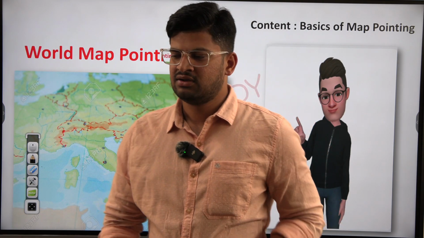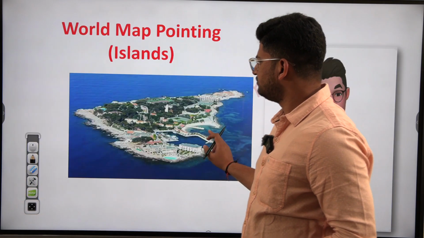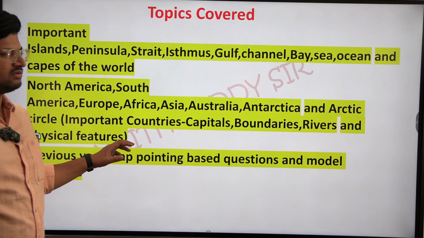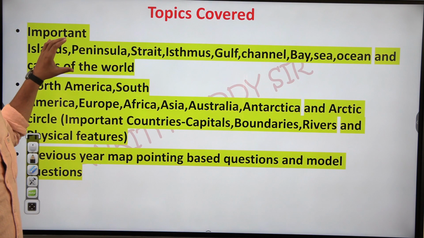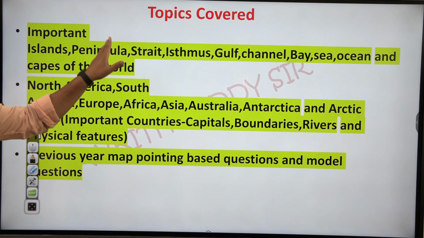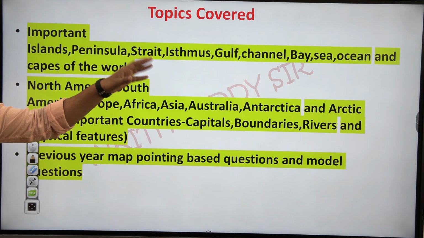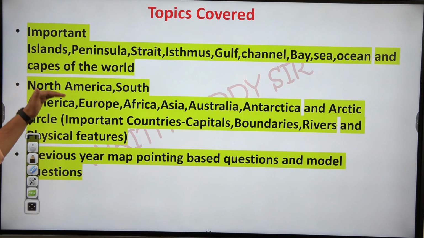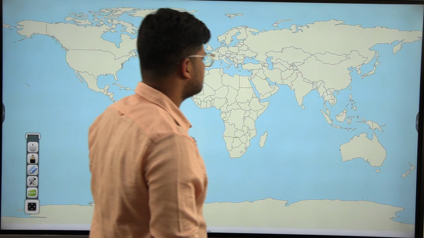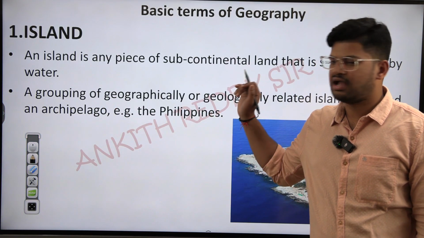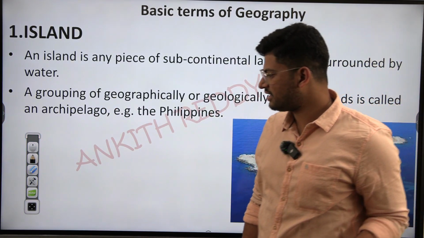Okay. So first, starting with this, first we will start our discussion with important islands. Okay. Islands, peninsula, strait, isthmus, gulf, channel, bay, sea, capes. So we will discuss about this, then we will move on to the continents. Okay. So first our discussion starts with island. Now what is an island?